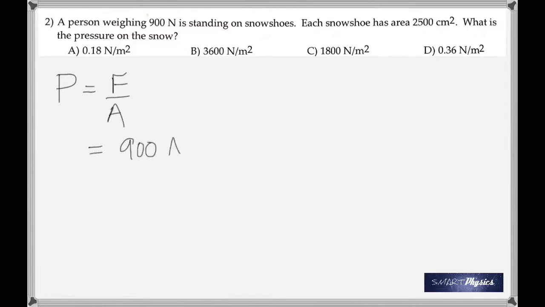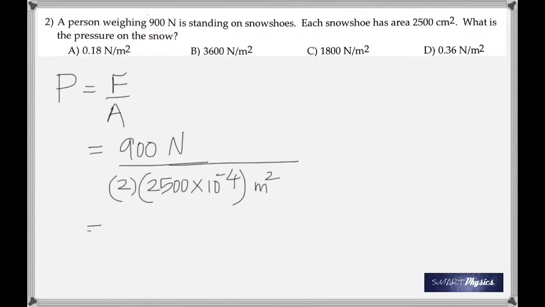Force is 900 newtons. The area is 2500 times 2 times 10 to the negative 4 to change it into meters squared. And this gives 1800 Newton per meter squared as the pressure.